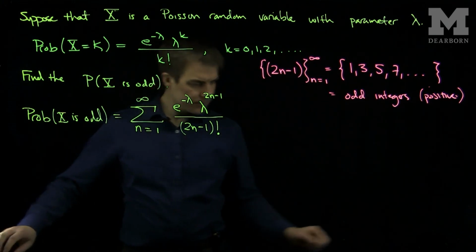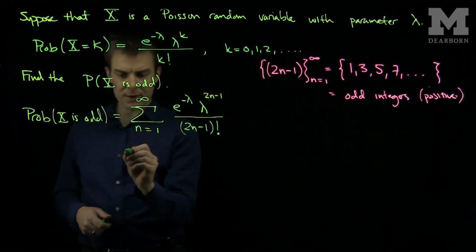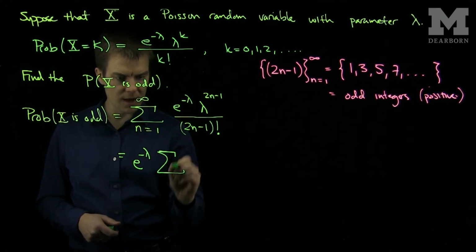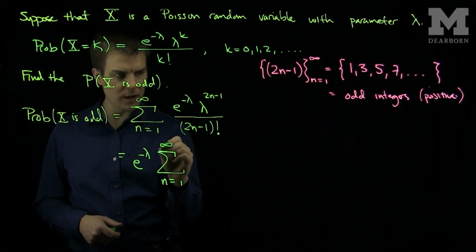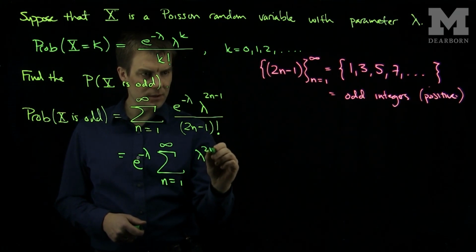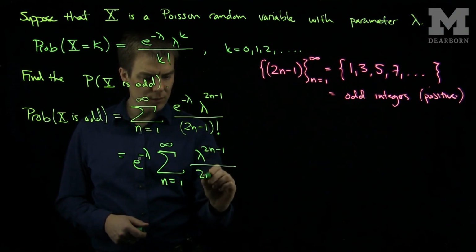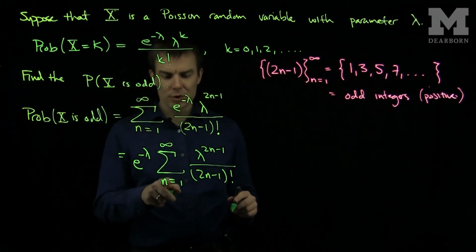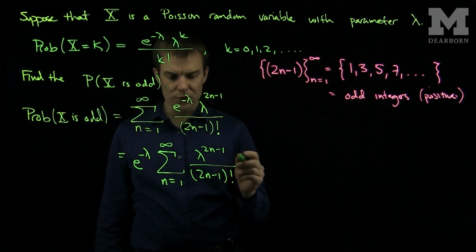If we continue on, we can pull out this e to the negative lambda. So this is going to be e to the negative lambda times the sum, n goes from 1 to infinity, of lambda to the 2n minus 1 over 2n minus 1 factorial. And now we can shift this sum over.